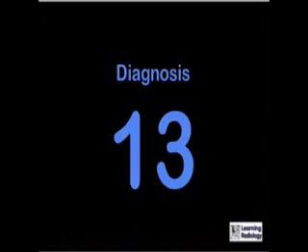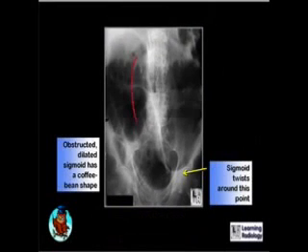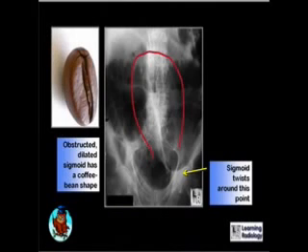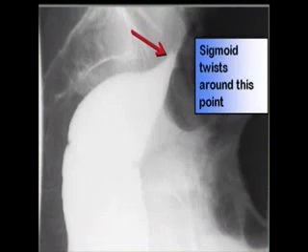Why is the abdomen of this 83-year-old man distended? Well, there is a very large, dilated and obstructive loop of large bowel, which has the shape of a coffee bean and which represents a sigmoid volvulus. The sigmoid has volvulated around the point approximately where that yellow star is. If we were to do a barium enema on this patient, the barium would reach only to the point where the sigmoid twisted, and then it would be obstructed.